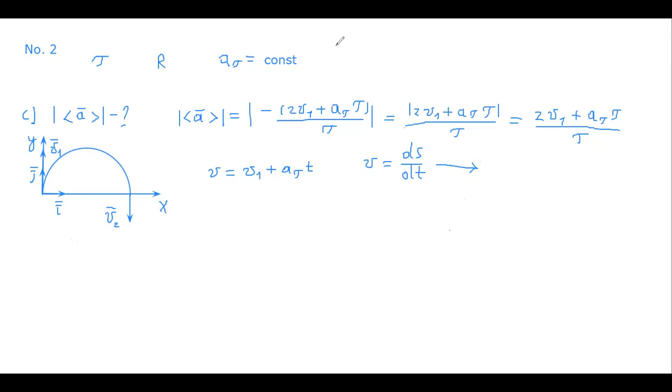Maybe not separate. Let's make a substitution before. Let's make substitution. So we have ds divided by dt is equal to v1 plus a tau t. Okay, so we have an ordinary differential equation again, and we have to find the dependence of path on time from this equation.